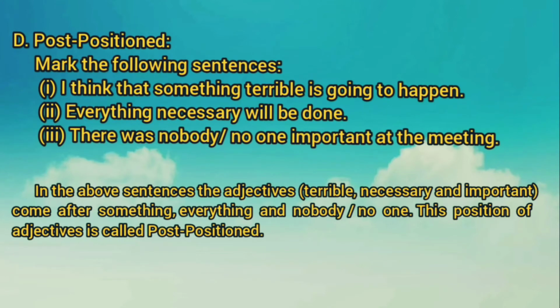Postposition. Mark the following sentences. I think that something terrible is going to happen. Everything necessary will be done. There was nobody or no one important at the meeting. In the above sentences, the adjectives terrible, necessary, and important come after something, everything, and nobody or no one. This position of adjective is called postpositioned. In these sentences, the adjectives come immediately after the noun.